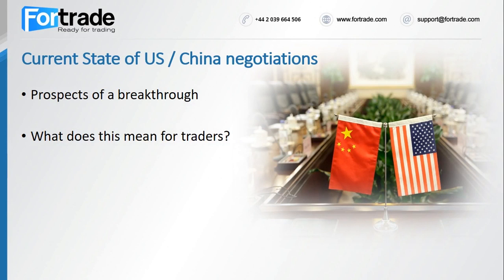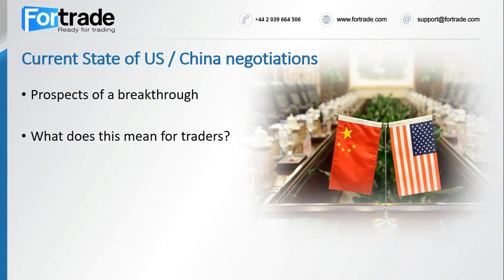So, the current state of US-China negotiations. US and Chinese deputy trade negotiators resumed face-to-face talks for the first time in 2 months last Thursday, trying to lay the groundwork for high-level talks in early October. The talks appear to have been relatively successful, as the US stated that talks were productive and constructive, and it seems that October talks will go ahead.